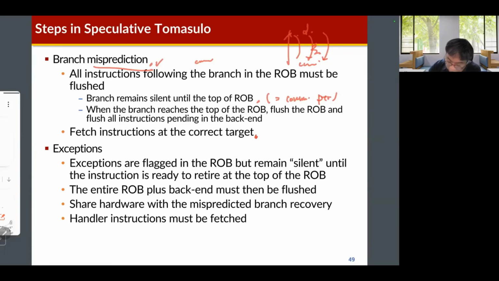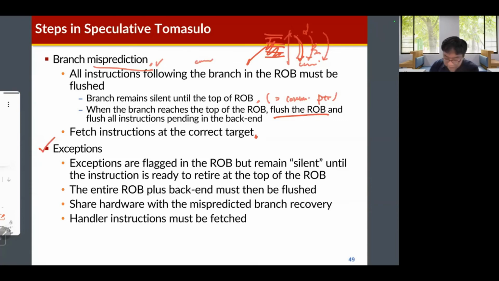So the flush of the ROB means that the ROB entries are initialized, and then the dispatch pointer is moved to the top of the ROB. So it's actually the commit pointer. These instructions are canceled in the process. Understand?